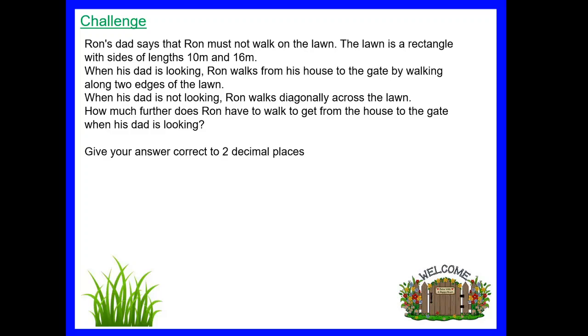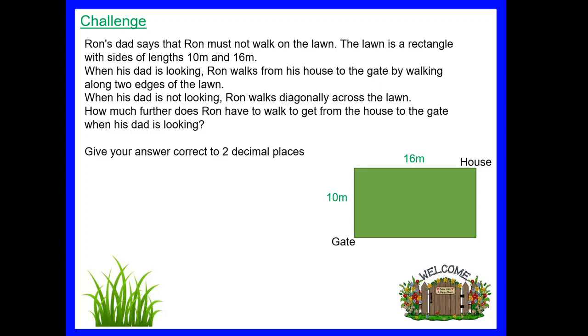Okay, so again, I'm going to start off with a diagram to make it easier. So there's the lawn. We were told it was a rectangle, and we were told that his house and his gate are at different sides because he has to walk along two edges to get from the house to the gate. One of them is 16 metres and one of them is 10 metres. So when his dad's looking, he walks from his house along one edge and then down the other edge. So in total, when his dad's looking, he's walked 26 metres.